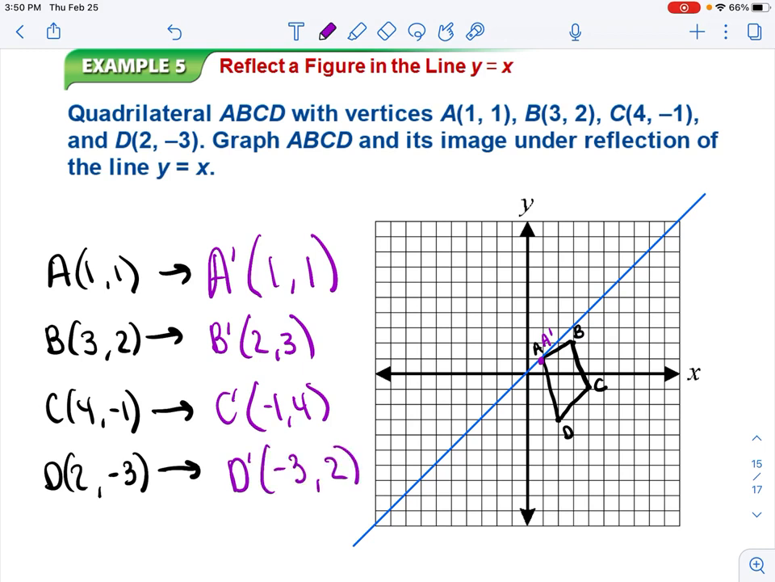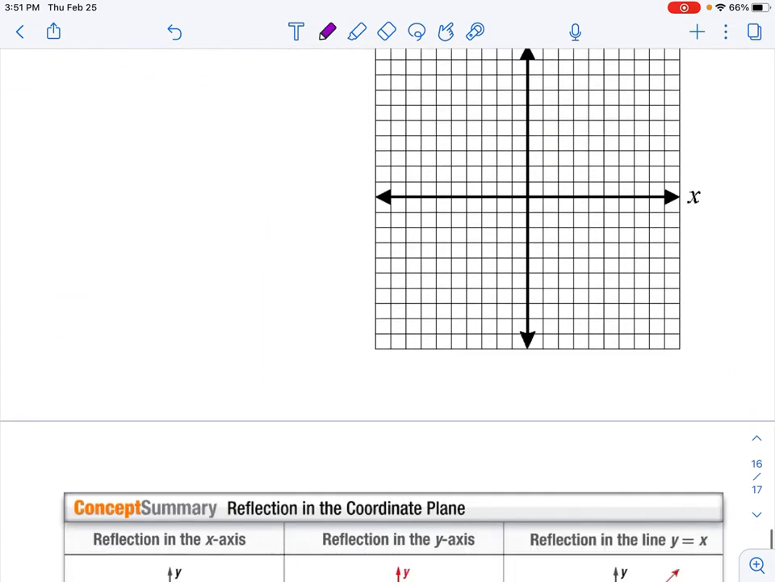And then I literally just switch my x and y's. I don't change any signs or anything. Just flip-flop them and graph them. And draw them in. So that is the reflection of that shape over the line y equals x.